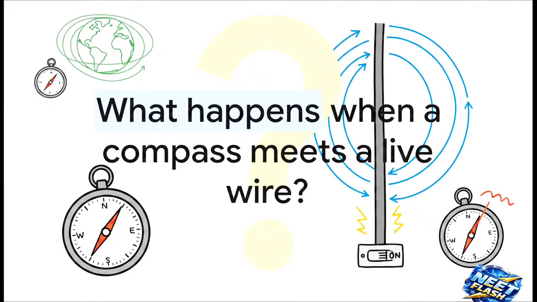Picture this. You're holding a normal, everyday navigational compass right next to a totally ordinary, unmoving wire. Then, you suddenly flip a switch to send a current through it. Now, for centuries, people thought absolutely nothing would happen. A compass points north, reacting to the Earth's magnetic poles, right? Why on earth would a simple electrical wire change that?